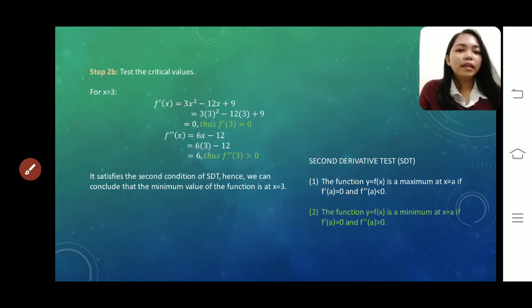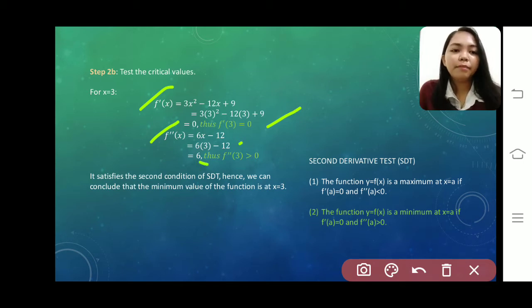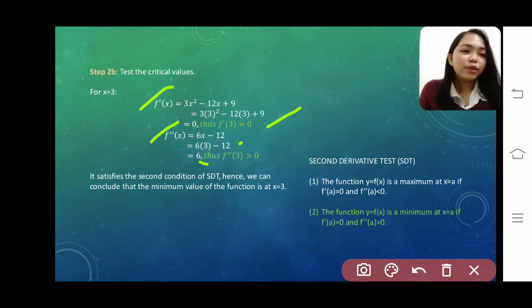So, next nating iti-test is the critical value at x equals 3. So, we have the first derivative equal to 0. So, the second derivative, substitute lang natin yung value ng 3. So, we have a positive 6. So, thus, our second derivative is greater than 0, therefore it satisfies the second condition. Hence, we can conclude that the minimum value of the function is at x equals 3.